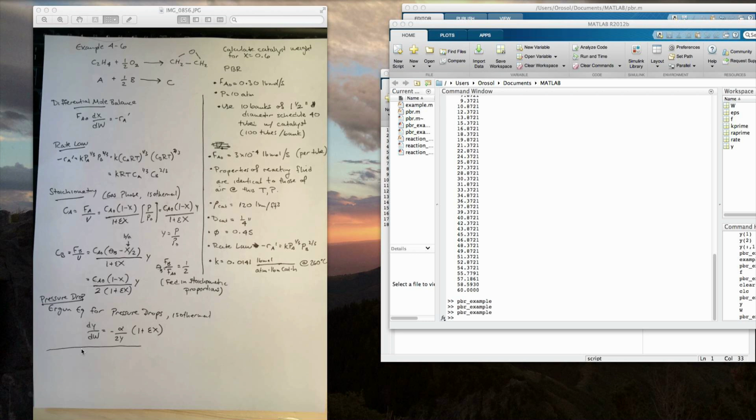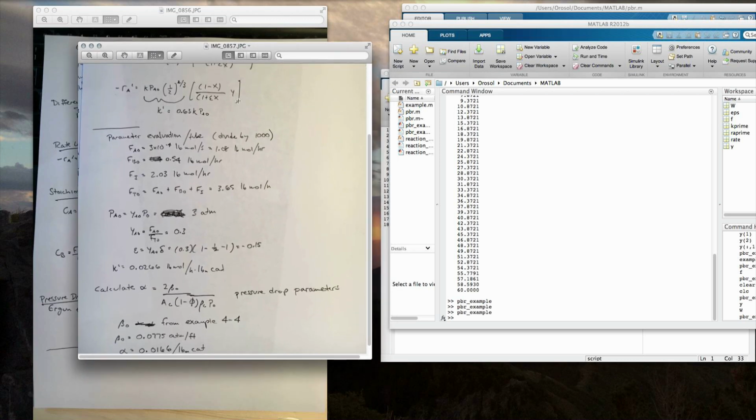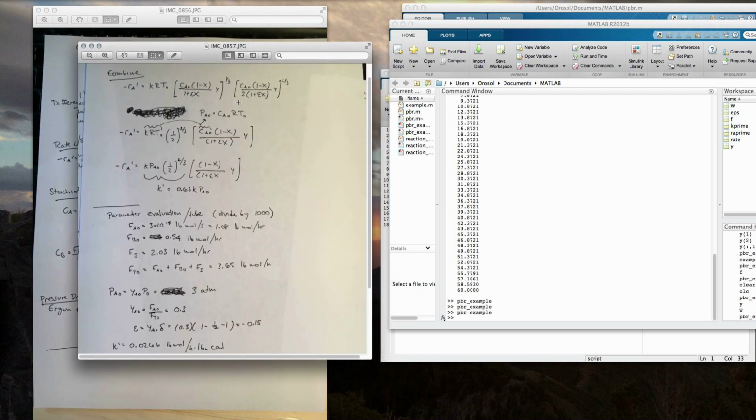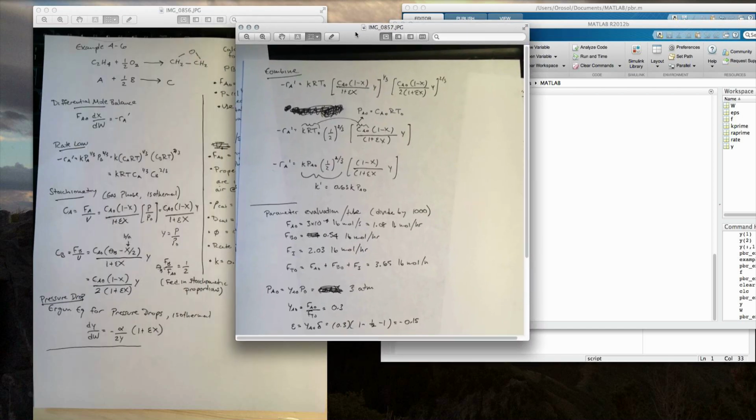And then for the pressure drop, we're going to use the Ergun equation. This is the form that we want to use, for pressure drops, isothermal, in a packed bed reactor. When you use this equation, just make sure that you're using the correct form of it. It goes over this in chapter 4. So then we can go ahead and combine some things.